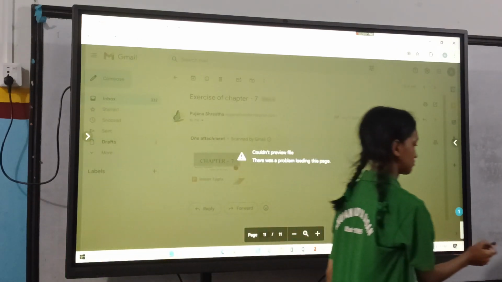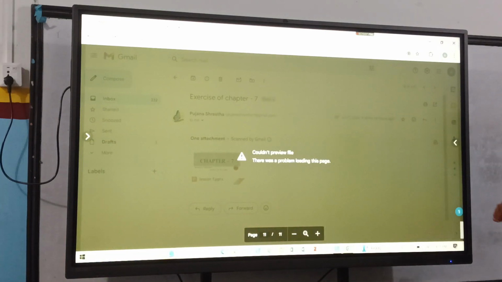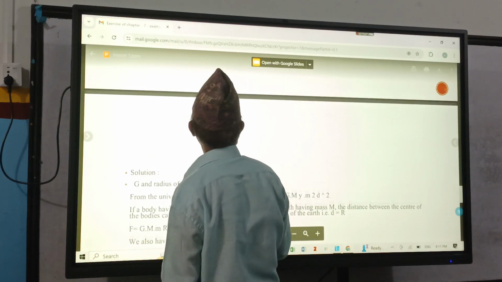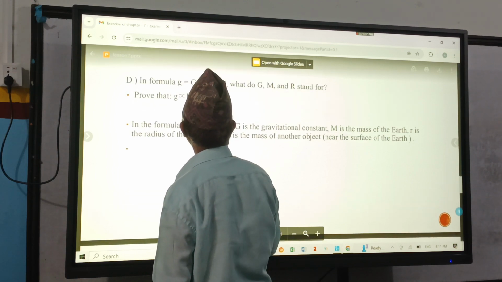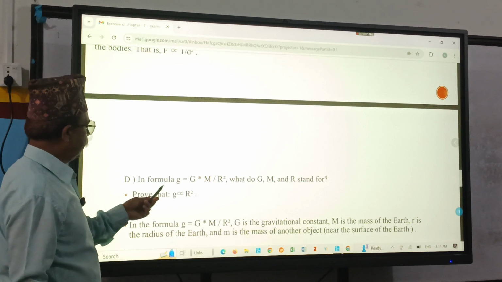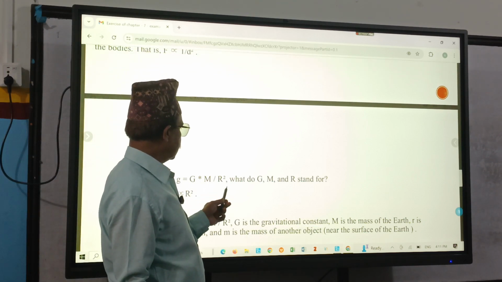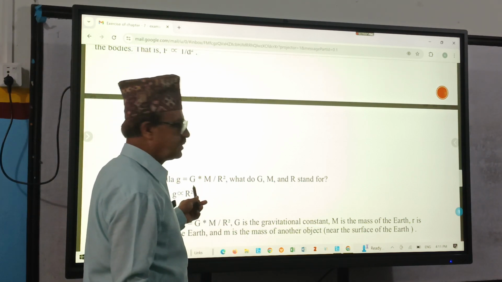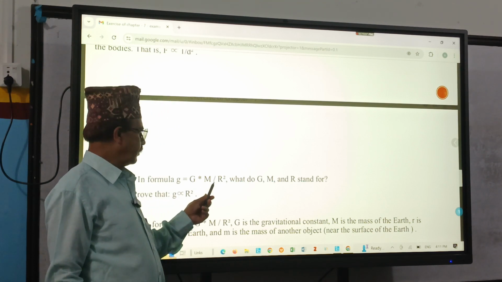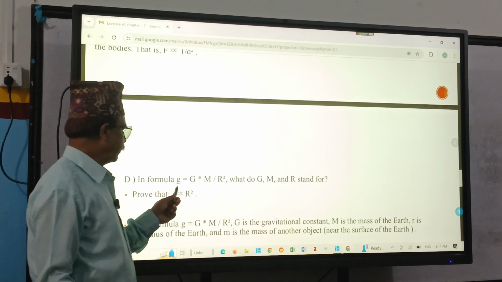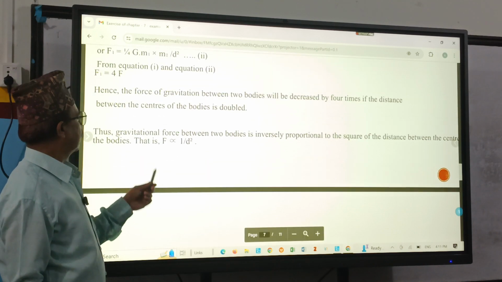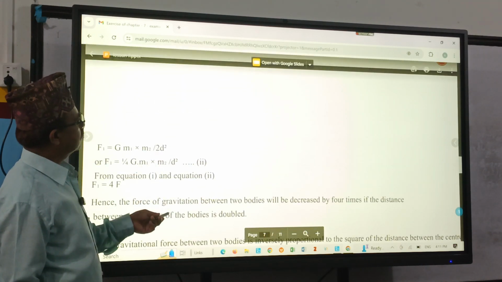So this much. Okay. Thank you very much. So, here was one question, like this type of question can be asked. This is quite easy. In the formula, g equals GM by R square, what do G, M, R and g stand for? Capital G is the universal gravitational constant. Capital M is the mass of the heavenly body. R is the radius of the heavenly body. Small g is the acceleration due to gravity.